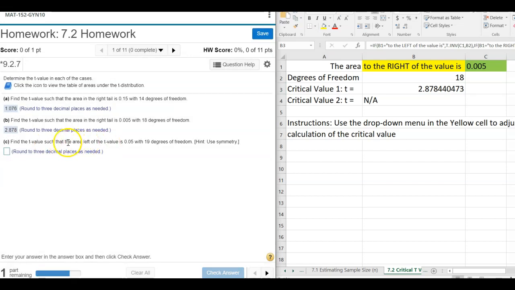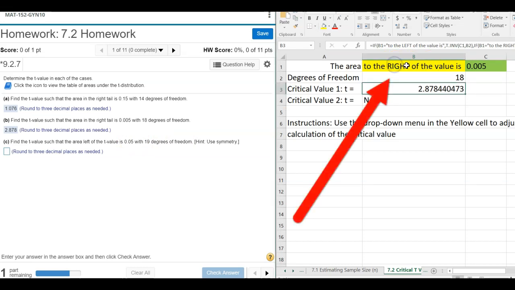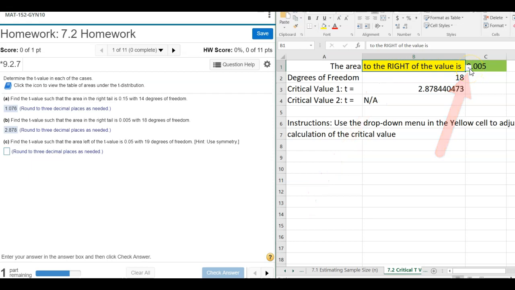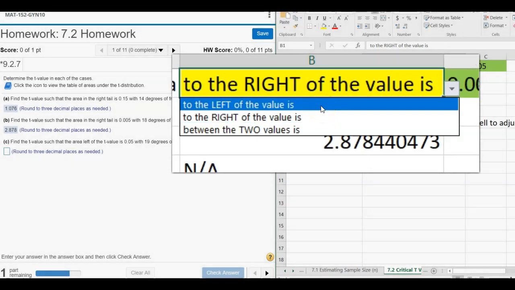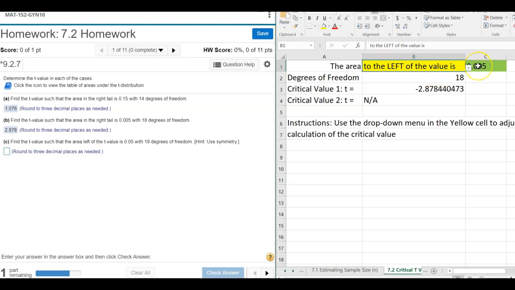Alright, and now notice this one. This one says, find the t-value such that the area to the left of the t-value is 0.05. So when those, this that I have highlighted in yellow, when you click on it, this little arrow drops down and you choose to the left of the value. Alright, to the left of the value is 0.05 and 19 degrees of freedom.